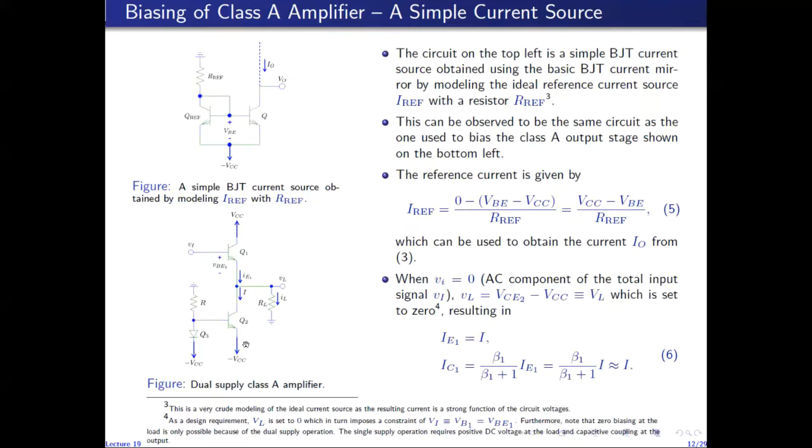So because we are using dual supply to bias this amplifier stage, we can actually satisfy this design criterion of 0 load voltage under quiescent conditions. Otherwise, in case of a single supply operation, there has to be a DC voltage at the output, and then the output must be capacitively coupled with the load to kill that DC voltage across RL.